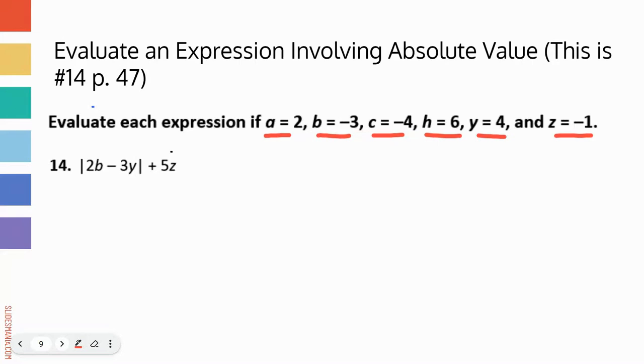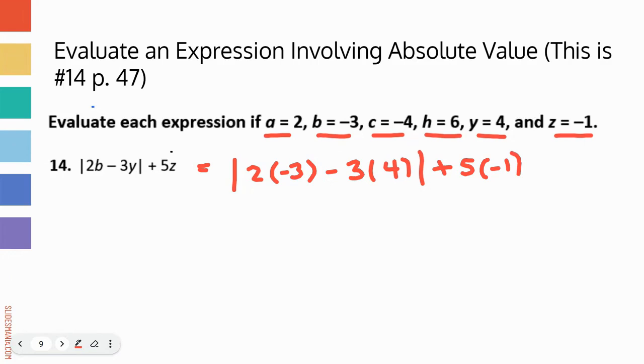Okay, so we have the absolute value of 2b minus 3y plus 5z. So I am going to rewrite that. So we have 2, and then in place of b, we're going to put negative 3. So times negative 3 minus 3 times, in place of y, we're going to put 4. And then close the absolute value symbol, and then plus 5. In place of z, we want negative 1.